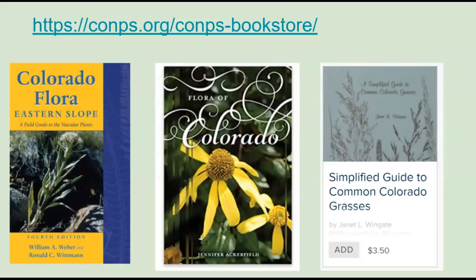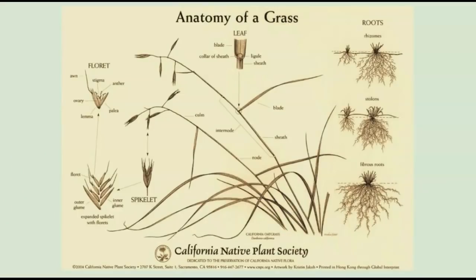And then, of course, anyone associated with the Denver Botanic Gardens is familiar with the work of Jan Wingate, and she has several very affordable, simple guides that help you to become more comfortable with plant anatomy and using a dichotomous key in a limited framework of a certain plant type, like wildflowers or grasses or weeds.